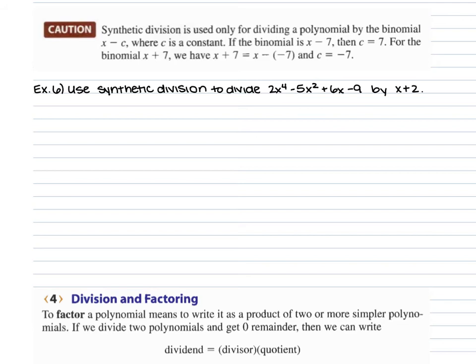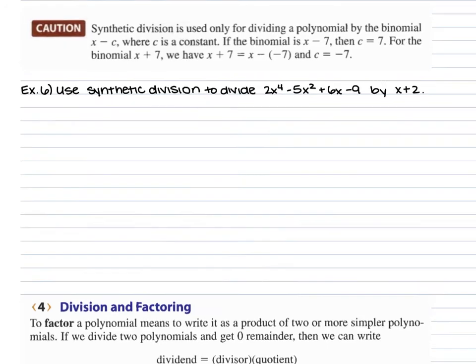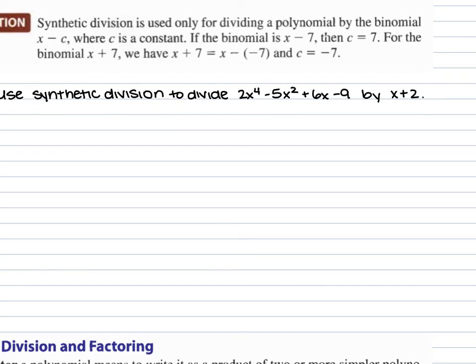So you have to rewrite it with every single power represented, just like we did with long division. So that 2x to the 4th power, that's your first term. Keep it your first term. Do we have an x cubed in there? No, we do not. So then you have 0 x cubed. Then you have x squared, which is that negative 5x squared. Then x, which is that 6x. Then your constant, which is that negative 9.